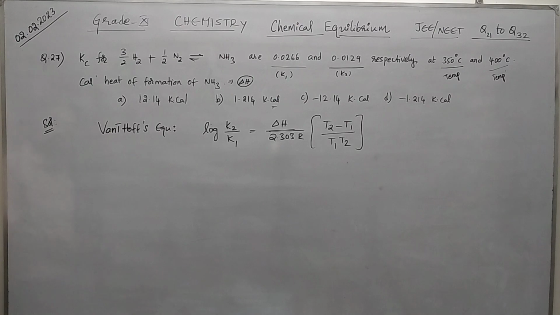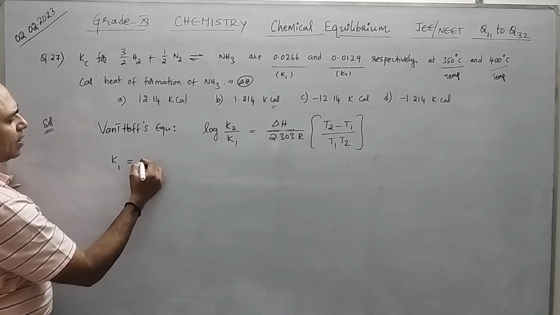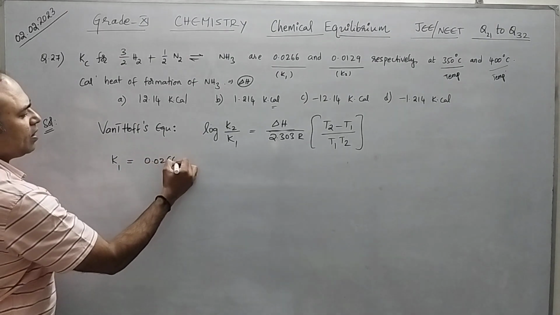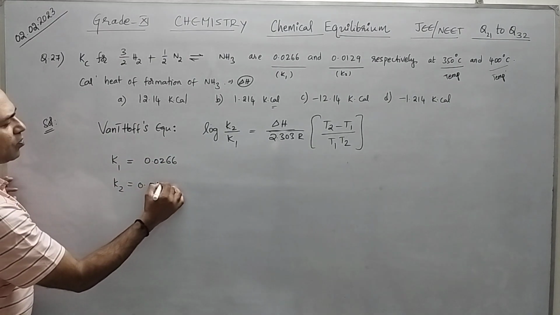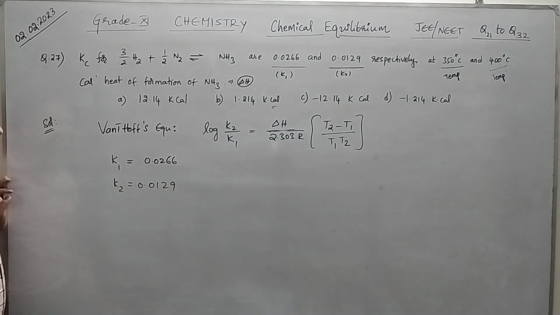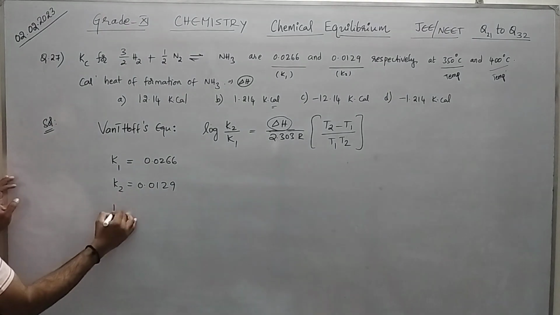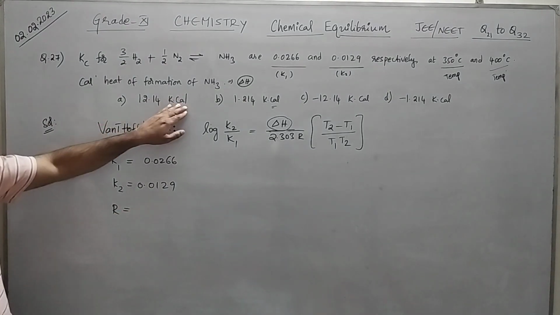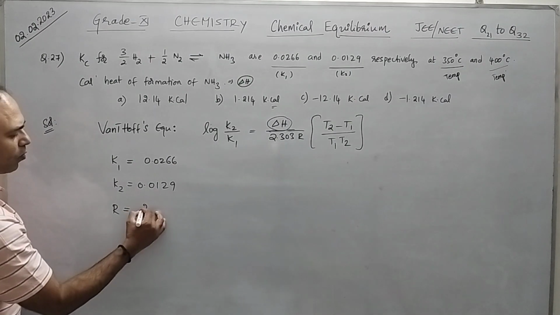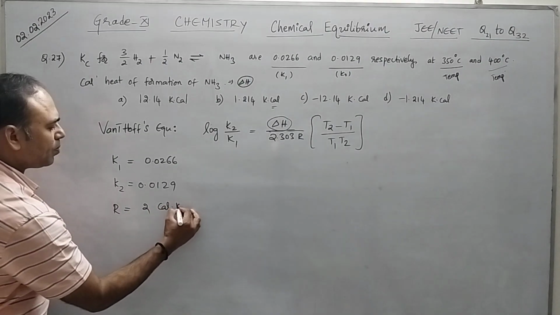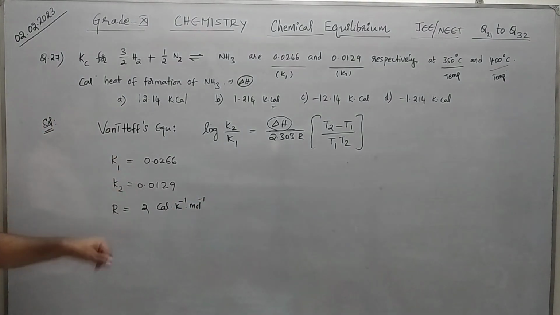First thing, what is K1? They have mentioned 0.0266. What is K2? 0.0129. Hope you are able to follow. We need to calculate delta H. Next, what is R? If you observe the options, they have given in calories. If you take calories, the value is 2 calorie per Kelvin per mole, depending upon the unit you have taken.